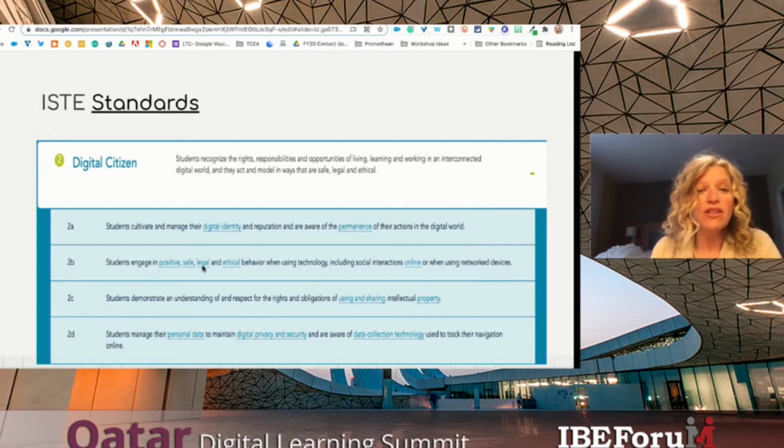So are students engaged in positive, safe, legal, and ethical behavior when using technology? 2C: students demonstrate an understanding of and respect for the rights and obligations of using and sharing intellectual property. And then you can also see we've got 2A and 2D. So feel free to take a look at the 4 strands. And again, if you go to this link here, you can see all of the standards for the students from ISTE. And digital citizen is the one we are going to talk about today.